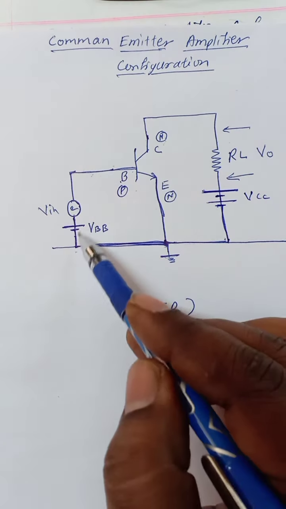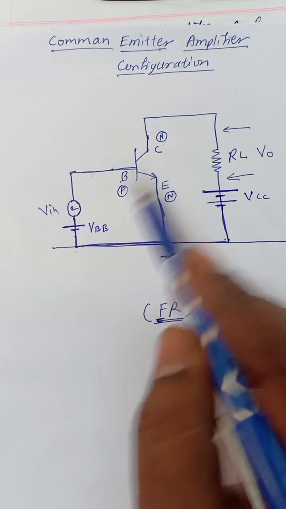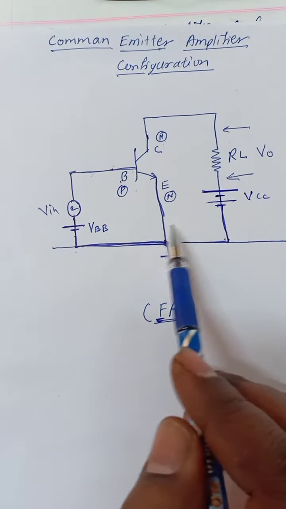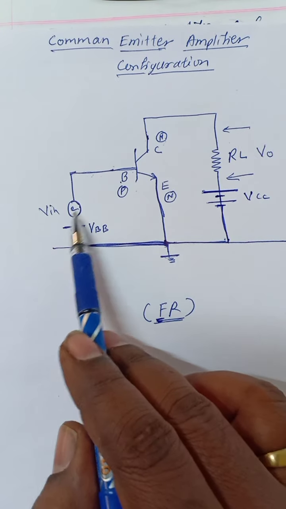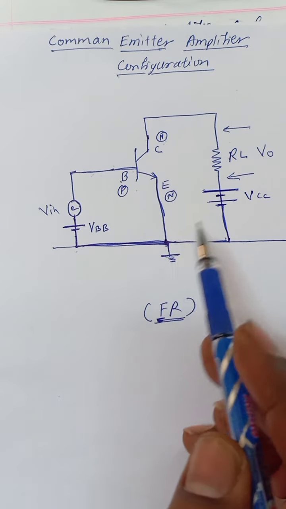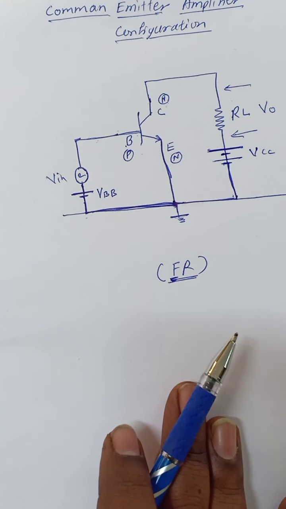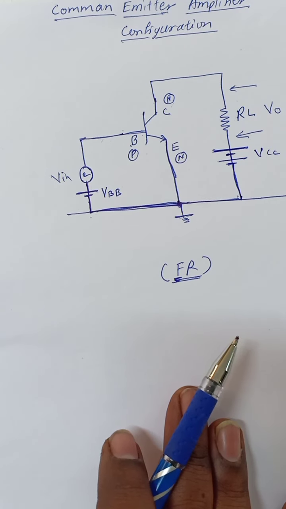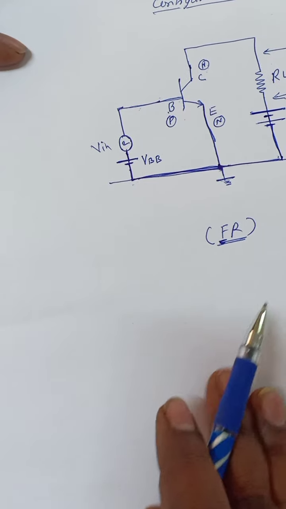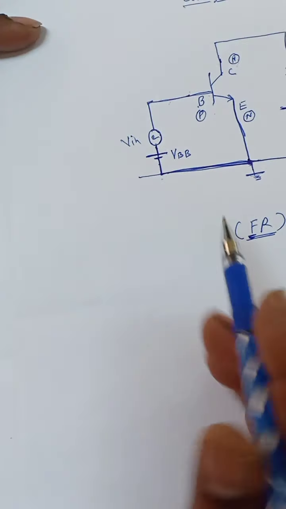So this is a circuit diagram for a common emitter configuration amplifier. This is the input voltage, and you have to observe the output voltage across the RL. So the FR condition gets satisfied here. So this is a common emitter configuration. Now we are going to observe the parameters one by one.